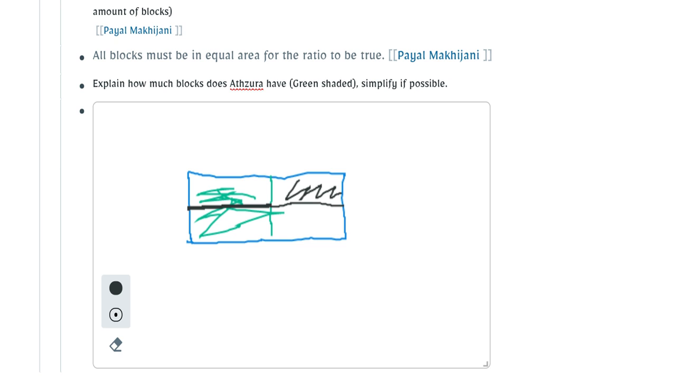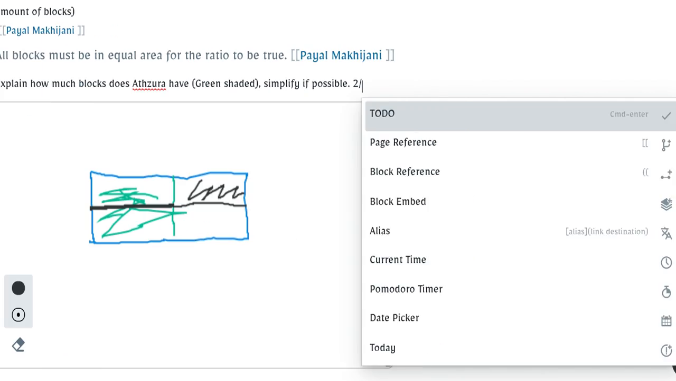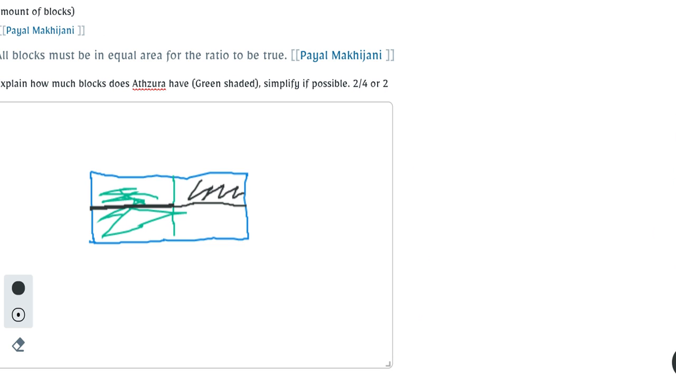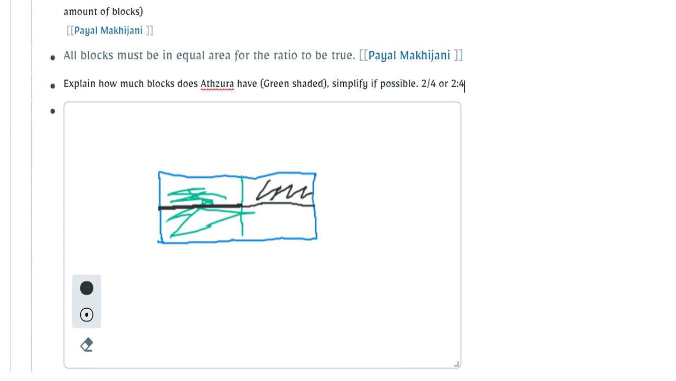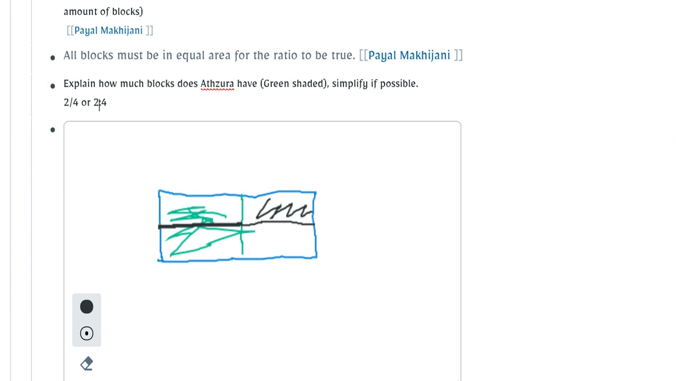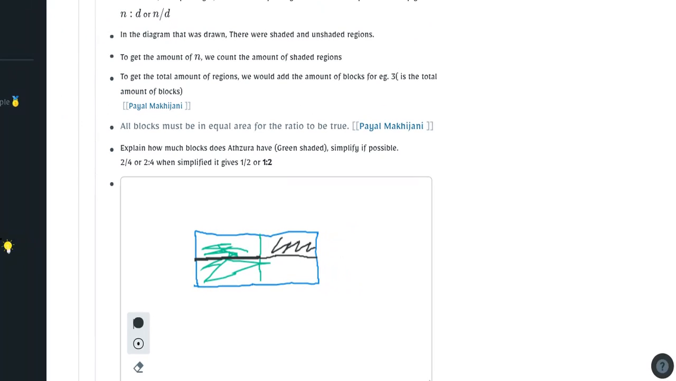How much does Ath0 now have? So she would have 2 over 4. Okay, but could that be simplified? So you say we have 2 over 4 or 2 to 4, but could that be simplified? Yes, sir. What could it be simplified to? 1 over 2. Right. When simplified, it gives 1 over 2, or the ratio 1 to 2. Excellent. And that is correct.